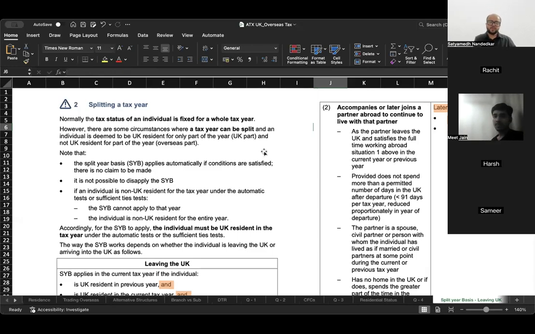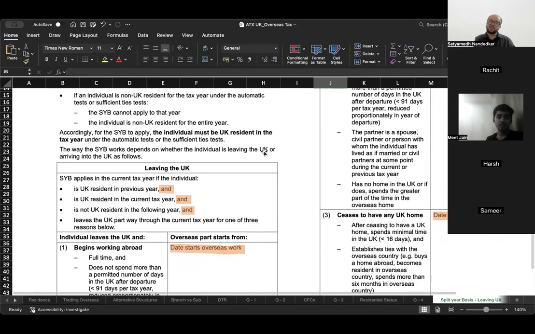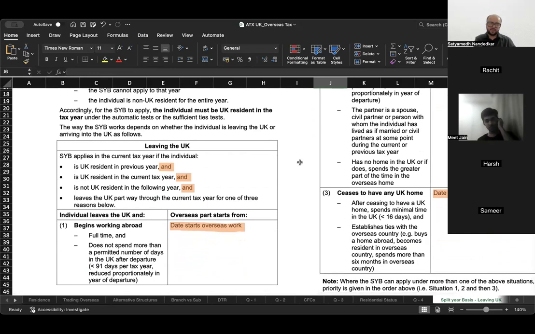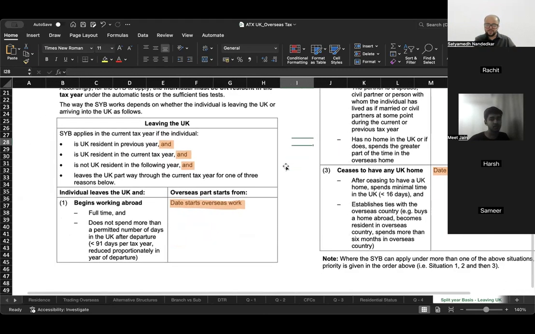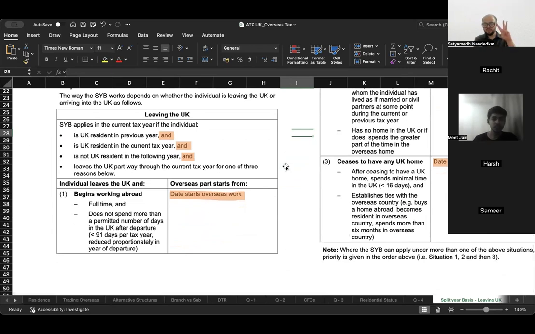Okay. So the split year basis for persons leaving the UK. How do we apply? Split year basis applies in the current tax year if a person is resident in the previous year, resident in the current year, not resident in the following year, and leaves the UK partway through the current tax year for one of the three reasons. आप सबसे पहले, if you have trouble remembering और बहुत लोड आ रहा है, तो पहले ये बोल्ड वाला सब हेडिंग याद कर लो. Person leaving the UK for one of the three reasons.